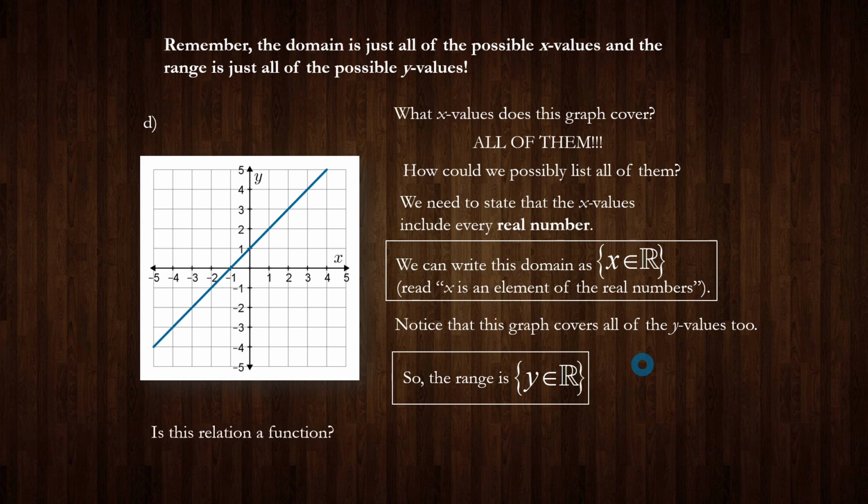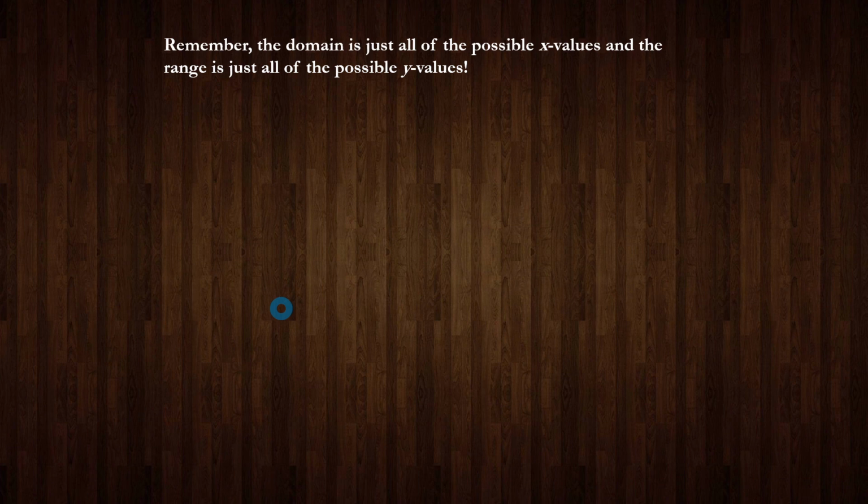All right. And while we're at it, is this a function? Sure is. It passes the vertical line test. No matter what x value you choose, if you draw a line there, it hits the graph in only one spot, which means every x value has only one corresponding y value. So it is indeed a function. All right, let's just do a few more examples and we'll wrap things up here.